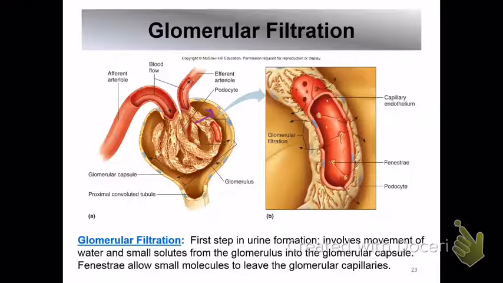What is the glomerulus first? It's a tangled cluster of blood capillaries from which plasma and chemicals leave the bloodstream and enter the renal tubule system. So they leave the bloodstream. Here it is shown close. It leaves the bloodstream and enters the renal tubule system.